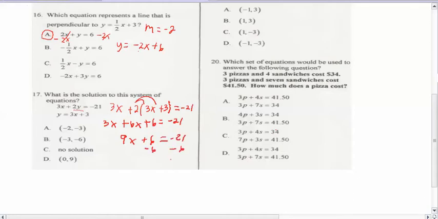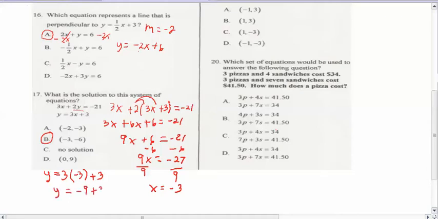Subtract 6 from both sides. I have -27, and I have 9x. Divide by 9, divide by 9. My x is equal to -3. And if I look at my answer choices, there's only one that has an x of -3. It's right here. But I'm going to just double check to make sure that's the right choice. I'm going to plug in. On my second one here, I'm going to plug in my -3 for my x. And if I did everything right, I should end up with a -6. And I did, so that's the right answer. I checked it. Okay, almost there.